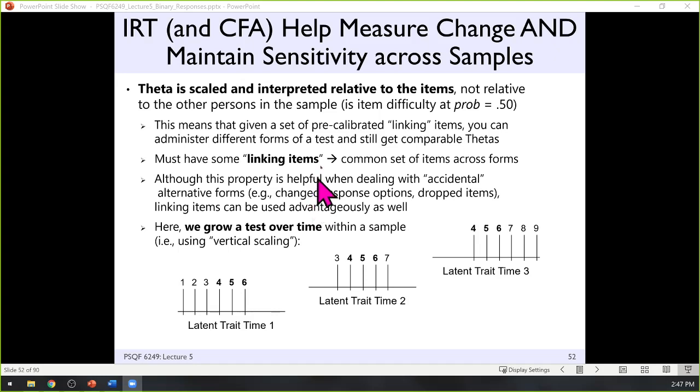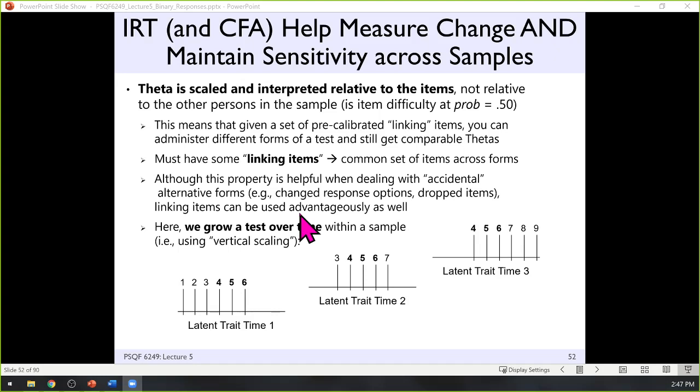So you can use this property to your advantage. For instance, if you're trying to measure an ability in children and children are growing, well, you need to change the test to be able to keep it sensitive as they get older, but at the same time, you can't measure change if you don't have overlap. Here's what you don't want to do. You don't want to pick a test for kindergarten and then pick a different test for first grade and then pick a different test for second grade. You're screwed. There's no way to put that back together again.